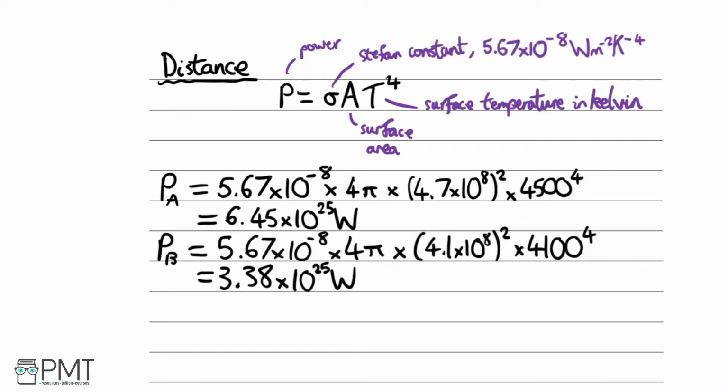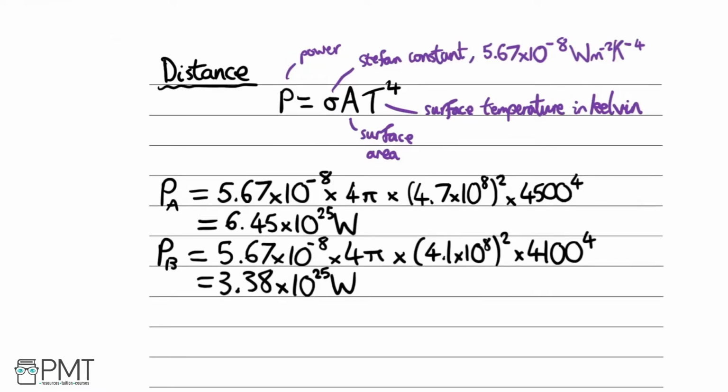So the power of Cygnus A is 6.45 times 10 to the 25 watts, and the power of Cygnus B is 3.38 times 10 to the 25 watts. Bear in mind that the radii of those stars have been converted into meters and are not left in kilometers. So what we can do now is link this to the brightness difference and make a judgment about the distance.